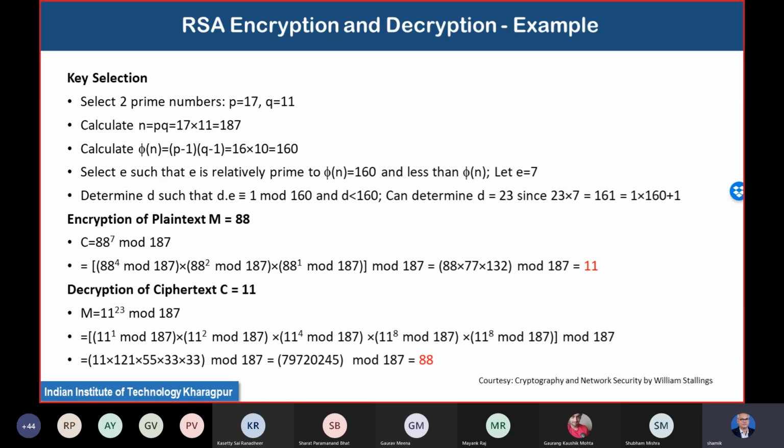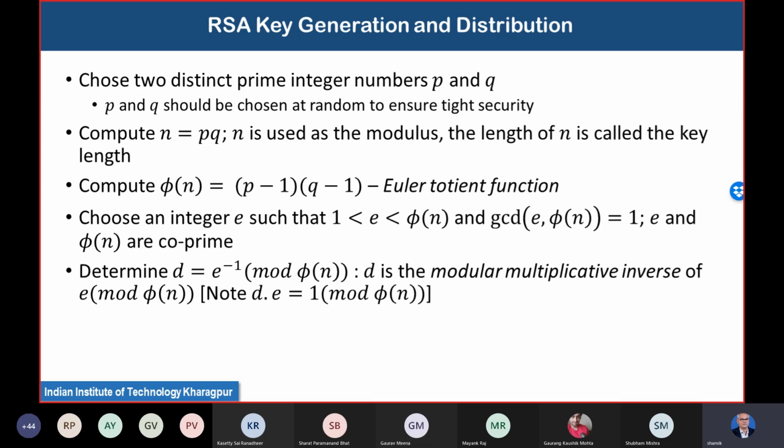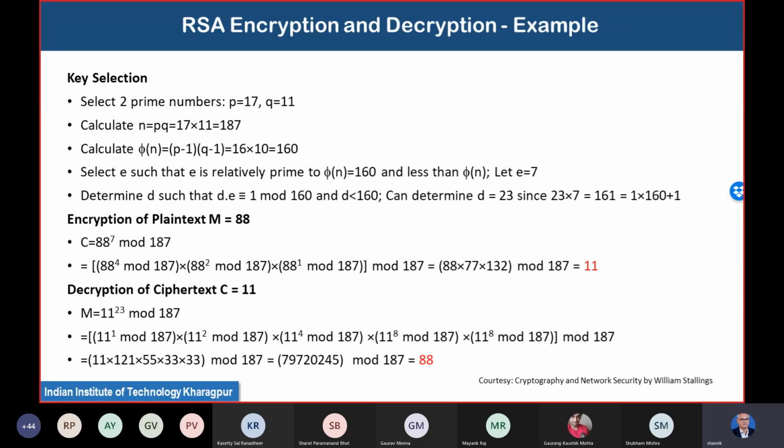Now what we have to do is determine D such that D into E is equal to 1 mod phi n. So determine D such that D equals 1 mod 160, where phi n equals 160, and D is less than 160. How it is computed, we are not going into those details. Certain theorems can be used to actually determine it.